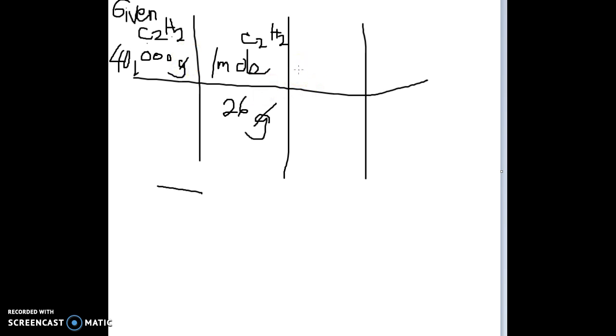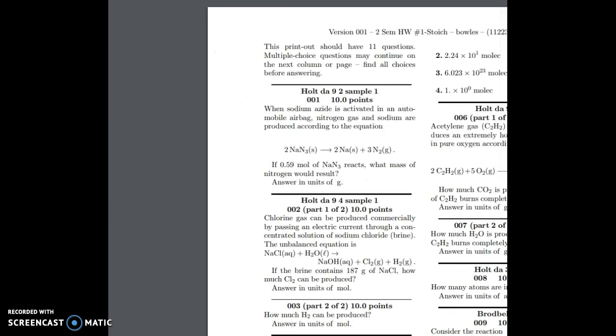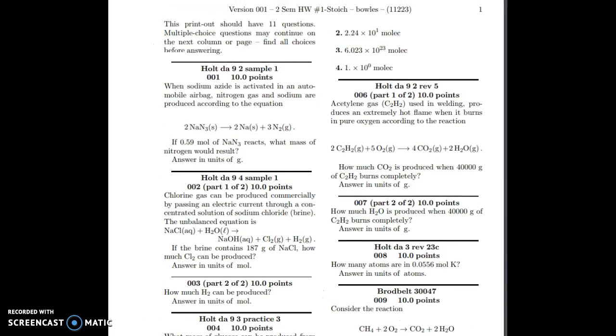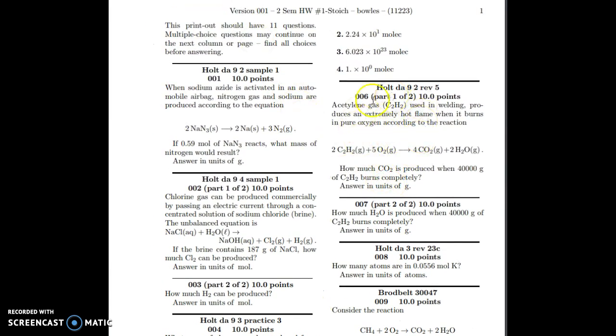Let me go back to the equation real quick and take a look. The next step is going to be my mole ratio. With my mole ratio, I'm going to need to know what I'm looking for and what I want to find. So let me switch over to the problem again. I'm going to move over here so you guys can see it. It says I got my acetylene, C2H2. This one wants to know how much CO2 in grams.